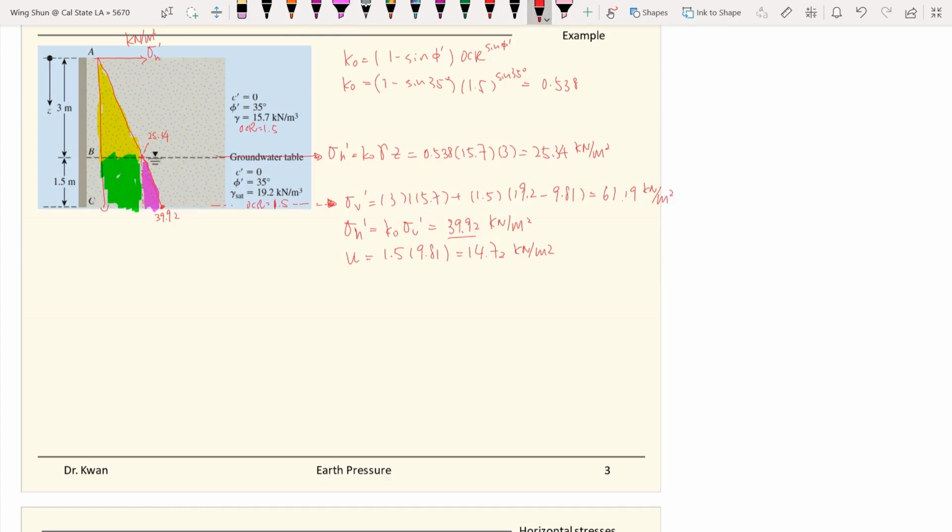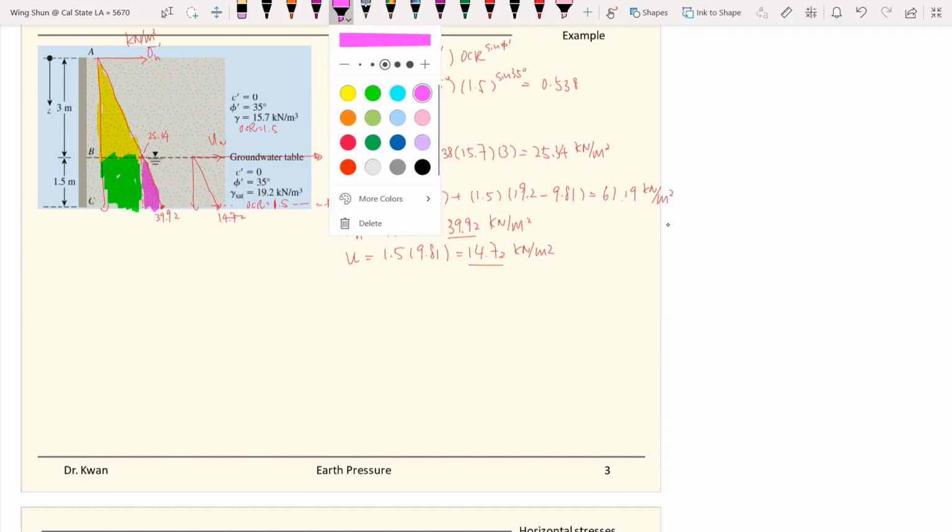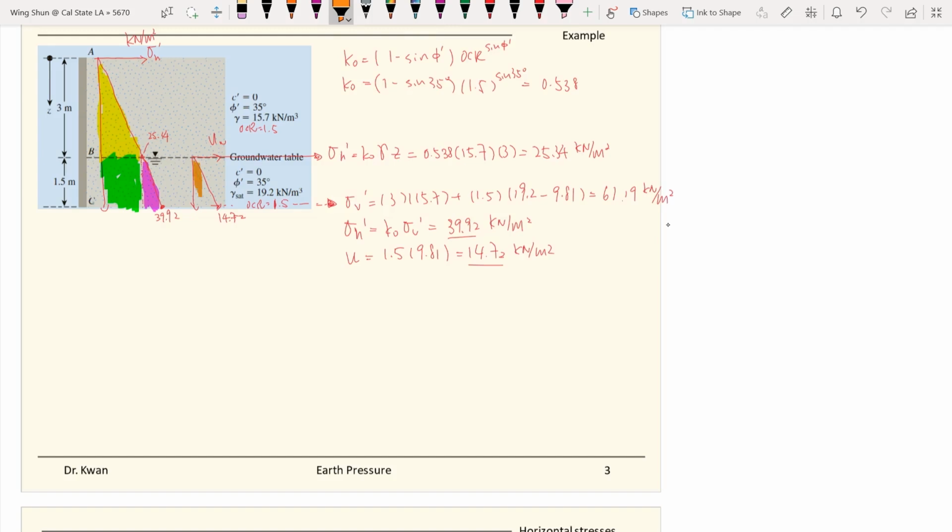And also don't forget about our water pressure. Our water pressure starts from here. The water pressure at this point, that we calculated, is 14.72. That is our water pressure, and you have another area of force that we need to consider, which is from the water pressure. Let's use blue for the water.